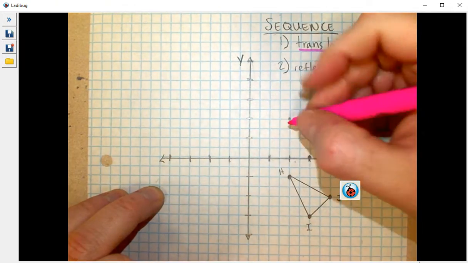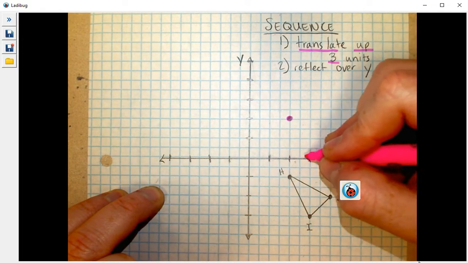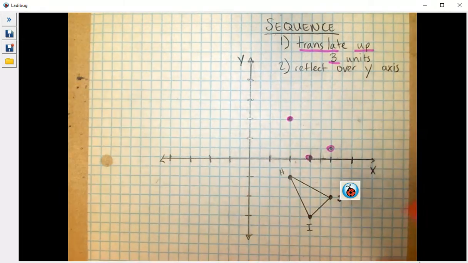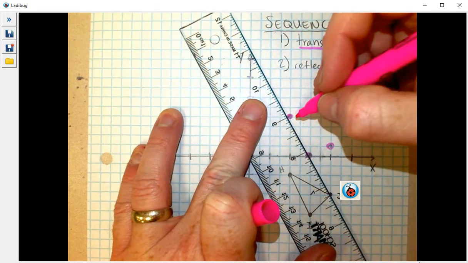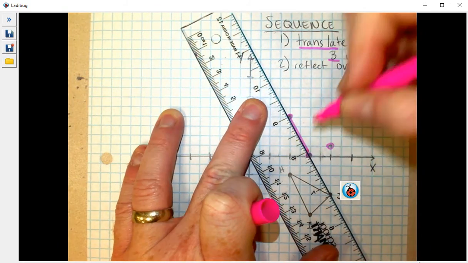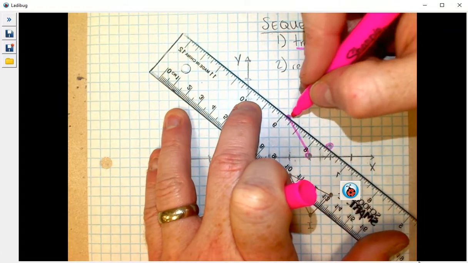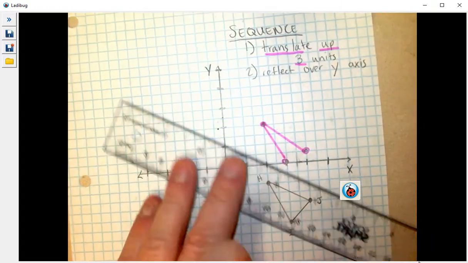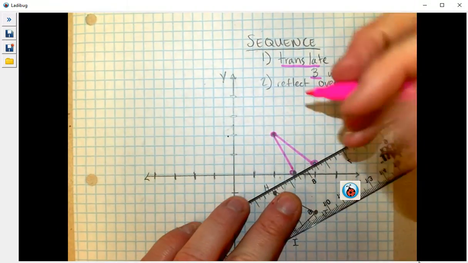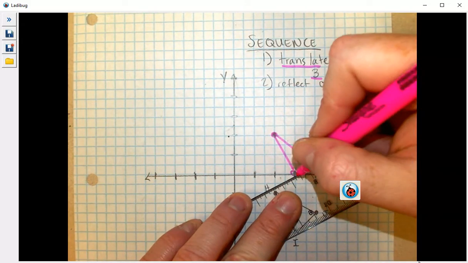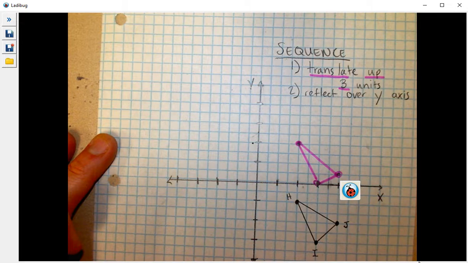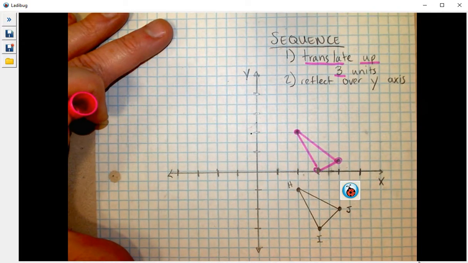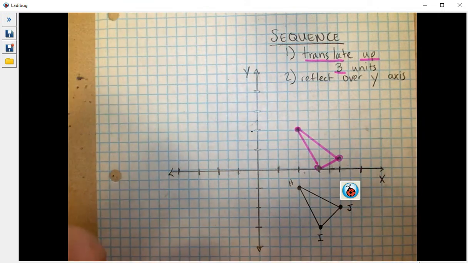which I'll make pink for our translation, is going to be located here after the translation. All we've done is we've translated it, we slid it up 3 units. Just like that. So it's the same shape, same size, just moved somewhere else on the coordinate plane. Pretty easy, right?